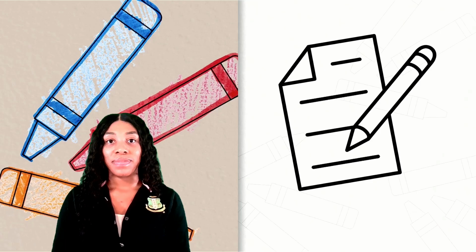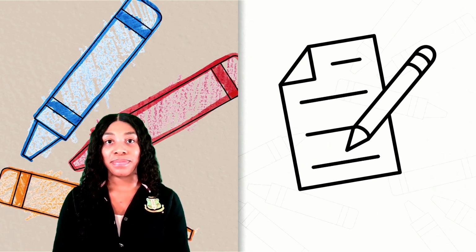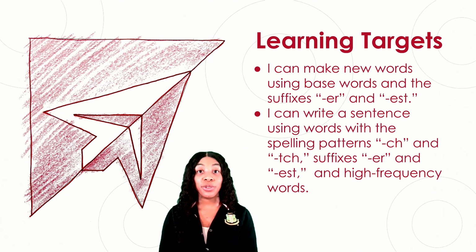Materials. You will need a paper and pencil for our learning today. Ready? We have 2 learning targets for today. Please follow along with me as I read them. Our first learning target is I can make new words using base words and the suffixes er and est. Our second learning target is I can write a sentence using words with the spelling patterns ch and tch, suffixes er and est, and high frequency words.